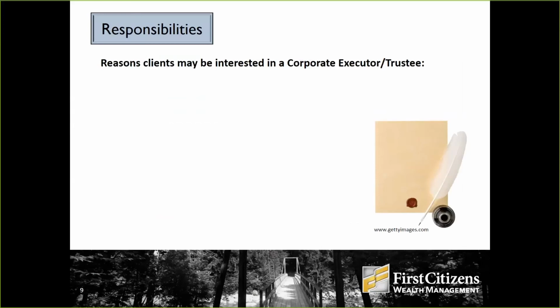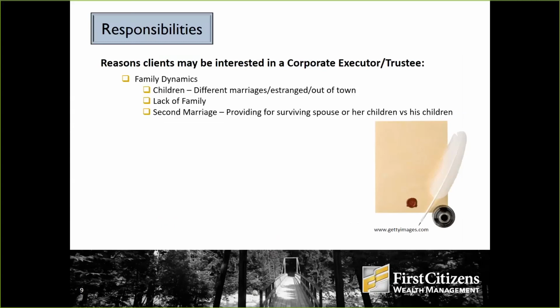We just covered the level of time commitment it takes to administer an estate, and many people find that their loved ones are simply overwhelmed by their current jobs and families to take on such a big responsibility. In other cases, blended families can oftentimes create an awkward family dynamic by choosing one side of the family over the other to be an executor.